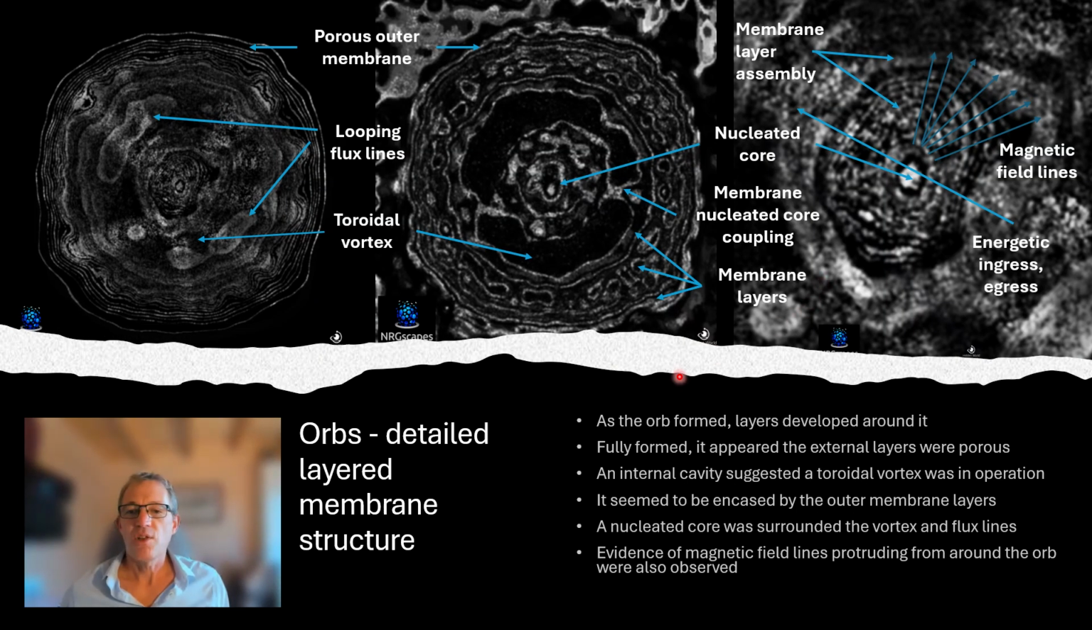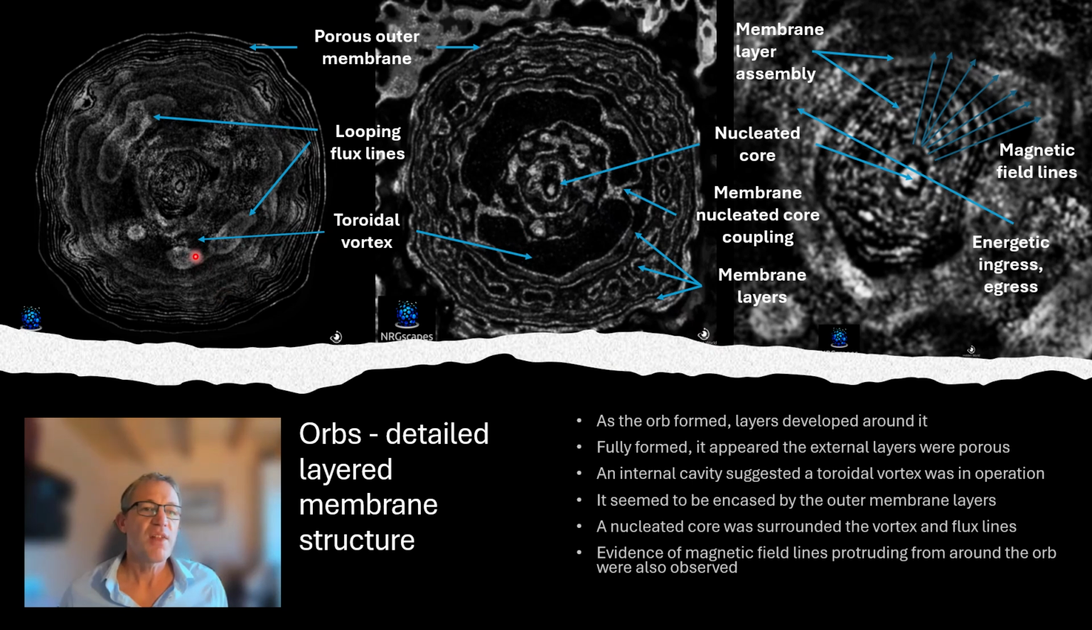What we've got here is frame stacking, which has allowed us to compile quite a detailed structural analysis of the internal layout of an orb. Now, as the orb forms, these layers develop around the nucleated core. So when it's fully formed, the external layers are actually porous, and we've got quite a bit of evidence for that. Now, there's an internal cavity which suggests a toroidal vortex is in operation, which seems to be encased by these outer membrane layers. Now, the nucleated core is surrounded by the vortex and flux lines.